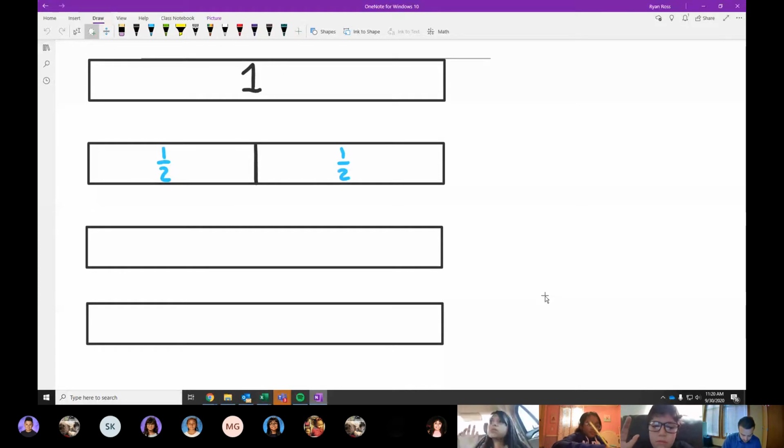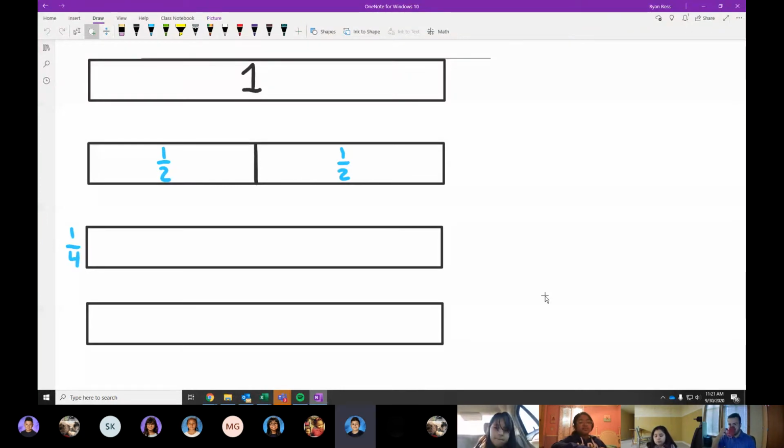Let's look at fourths now. Okay, this next one we need to cut into fourths. How can I cut this rectangle into 4 equal parts? Fernando, go for it, bud. You're on mute. You need to come off mute. Cut it 2 times. Cut it 2 times? Mm-hmm. Okay, where would I need to cut it?